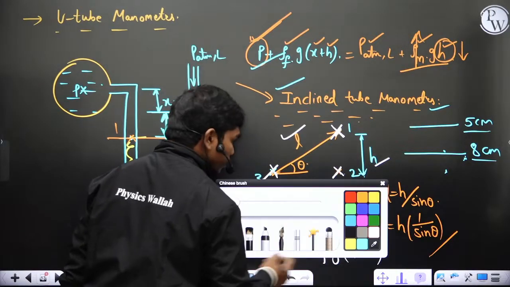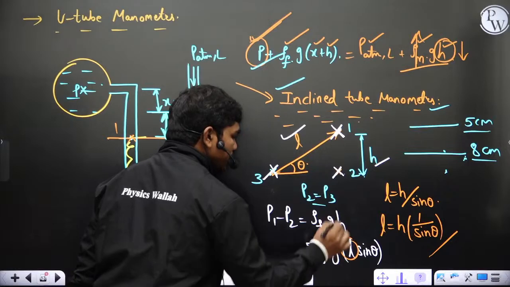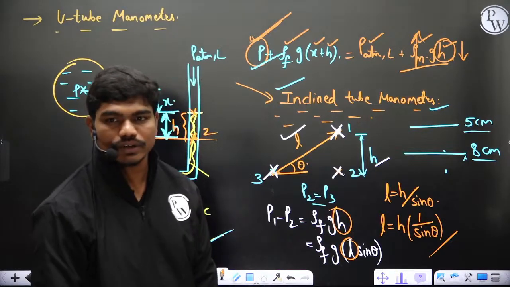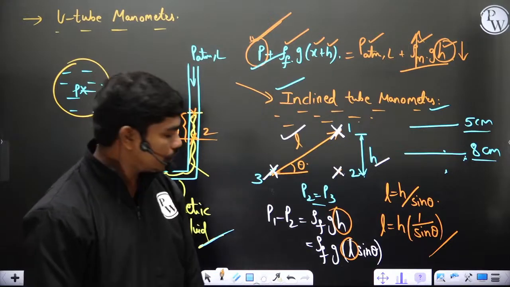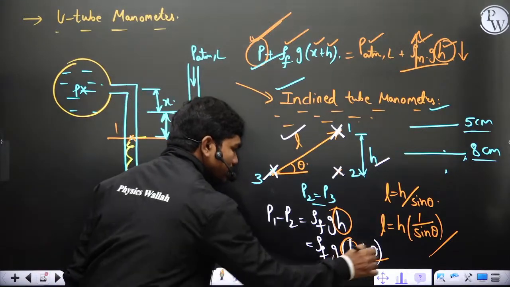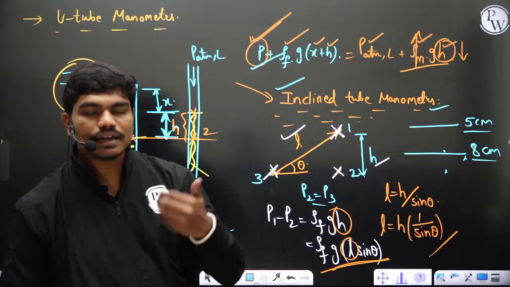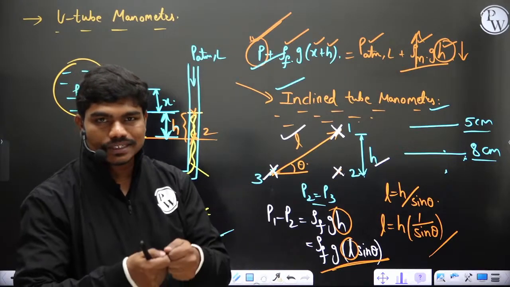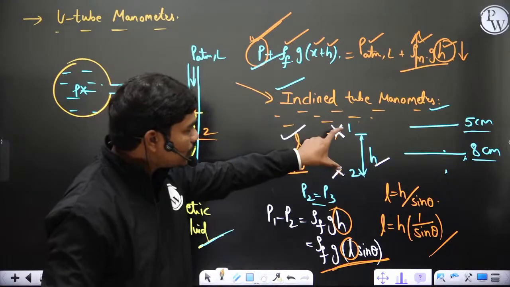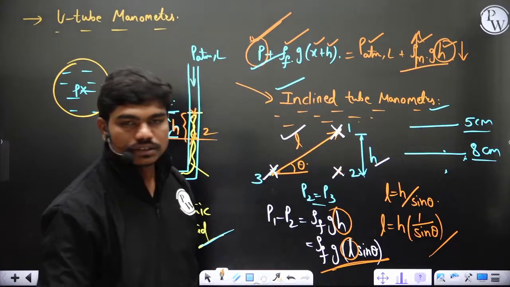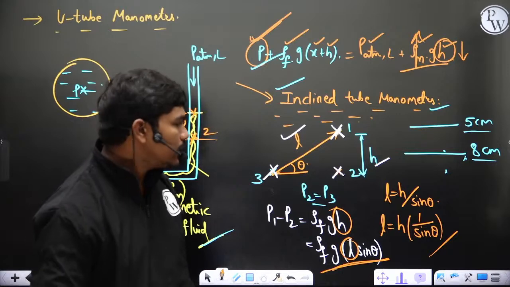Correct? But you know one thing, measuring this L is highly accurate as compared to measuring this H, obviously. Theta you anyhow know, you can just take an angle and put sine theta. Now this is the concept behind inclined tube manometers. To improve the accuracy in pressure measurement, rather than using straight distances, if you use this inclined distance, it would be helpful for you. So that's what we have.